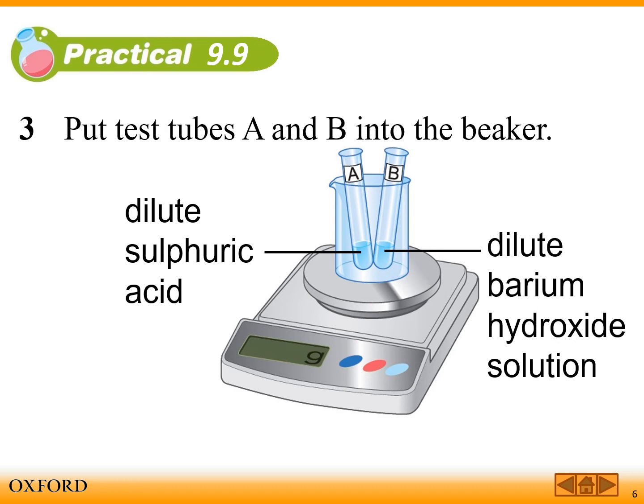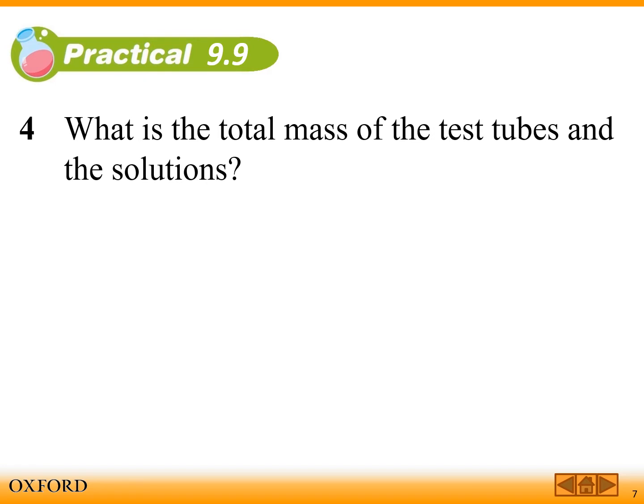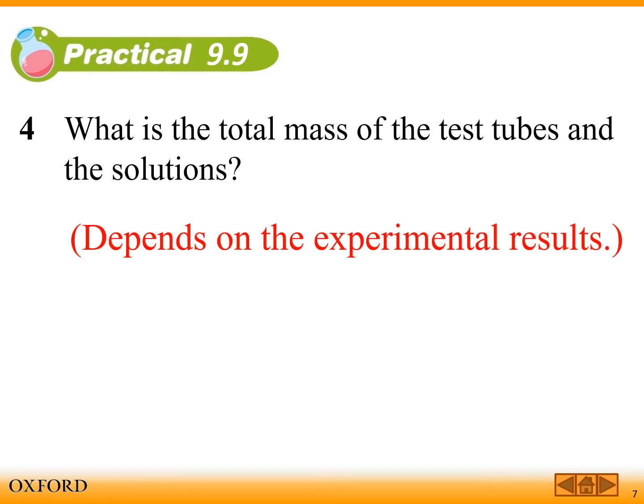We will try to weigh the mass of acid and alkali before they are mixed together. So we put the two test tubes into the beaker and put the beaker on the electronic balance to weigh it. So we'll record the mass. You can look at the video.